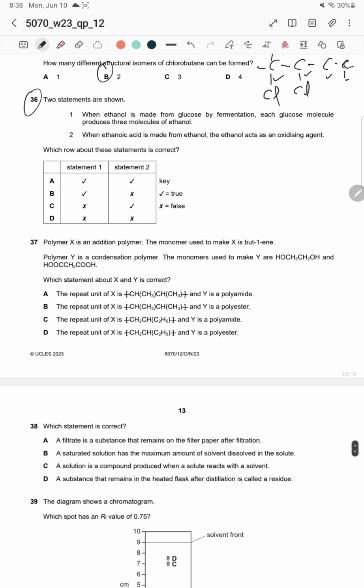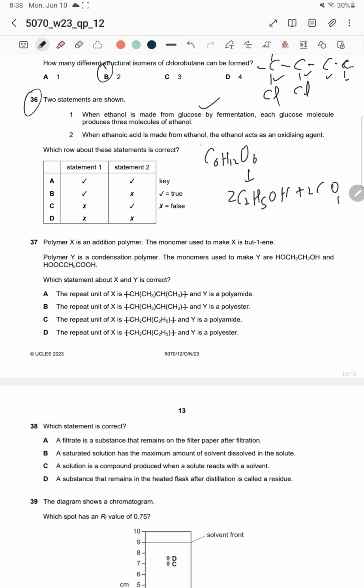Then for 36, two statements are shown. When ethanol is made from glucose by fermentation, you have studied this reaction, C6H12O6 in the presence of yeast and zymase. It produces C2H5OH plus 2CO2. Each glucose molecule produces 3 molecules of ethanol. So that can't be the correct statement.